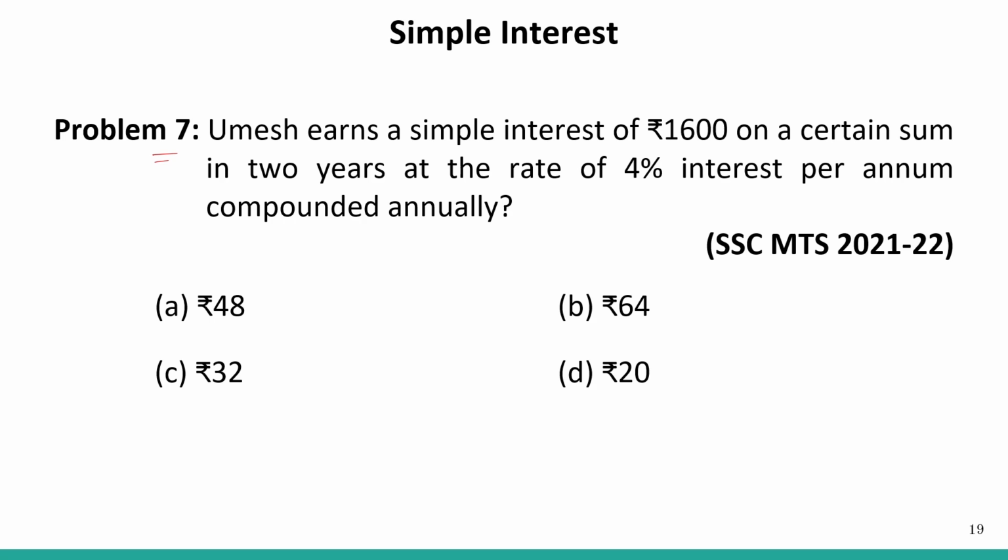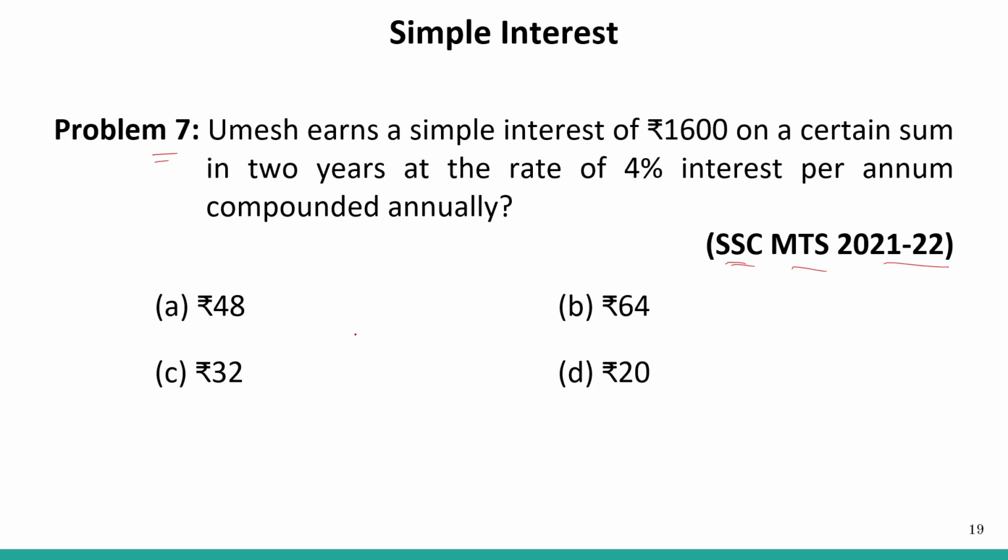So at the interest rate of 4% per annum. Okay, so the interest rate per annum is 4%, compounded annually. So how much will be the amount? This question has appeared in the SSC MTS 2021-2022 paper. Is it 64, 20, 32, or 48?